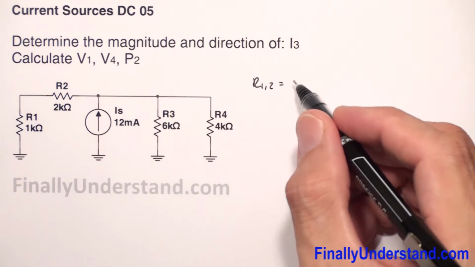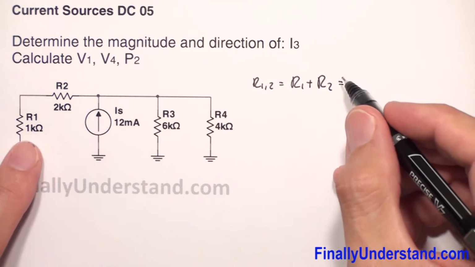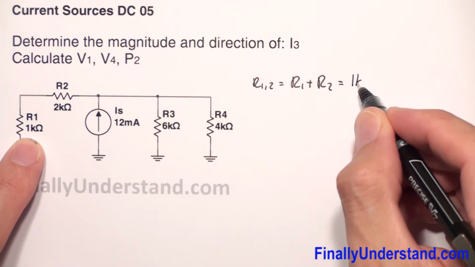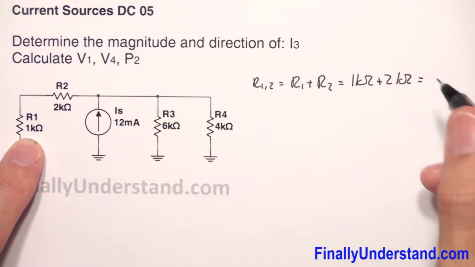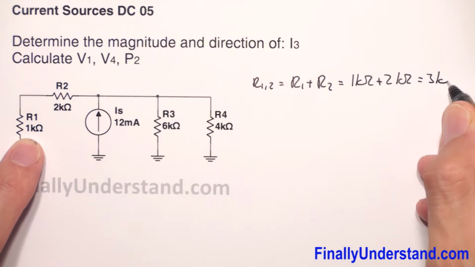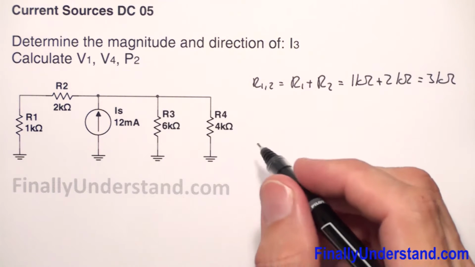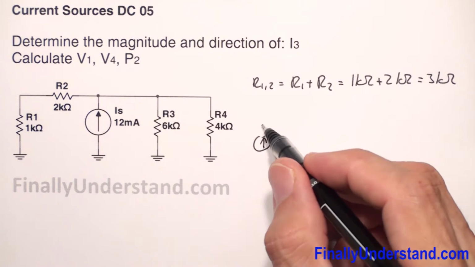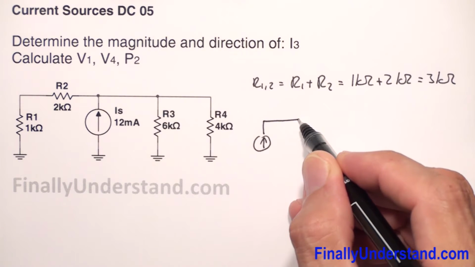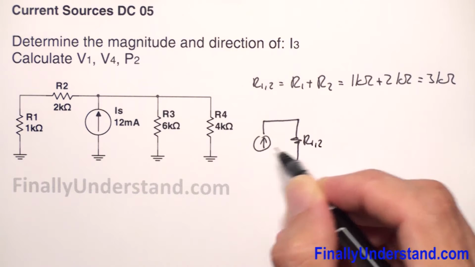So I would say that this is R1,2, which is equal to R1 plus R2, which is equal to 1 kilo ohm plus 2 kilo ohms, which is equal to 3 kilo ohms. And I can redraw this circuit, and my circuit is going to look like this. So this is my R1,2.